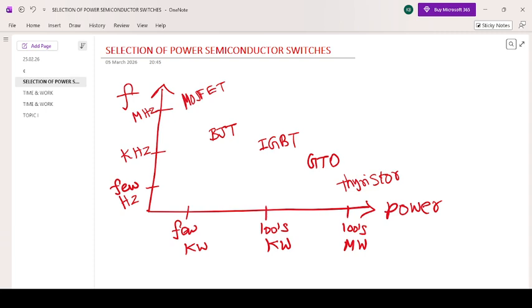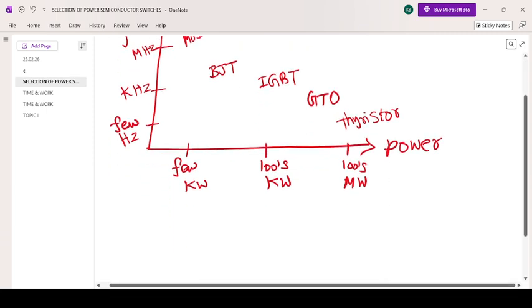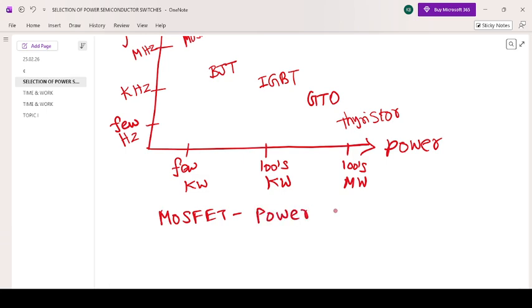I have listed only a few power semiconductor devices, but these devices are mostly used for various applications. Let me list out a few applications of these power semiconductor devices. MOSFETs are generally used in power supplies, UPS, etc.